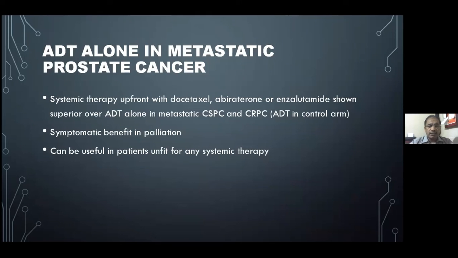ADT in metastatic prostate cancer. In the metastatic setting, it has been used upfront, combined with docetaxel, abiraterone, or enzalutamide, and has been shown to be superior to ADT alone. ADT alone also has a very good symptomatic benefit to the patient and can be useful in the patient unfit for any systemic therapy. So ADT alone can also be used in today's time to benefit a fair number of advanced stage prostate cancer patients.